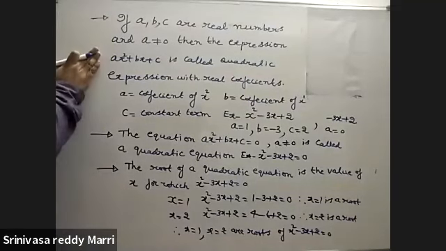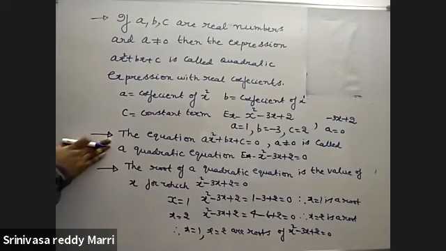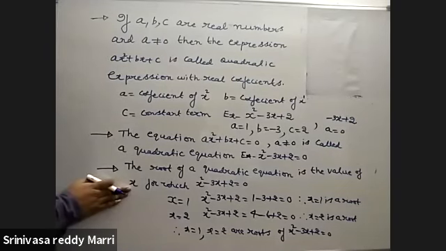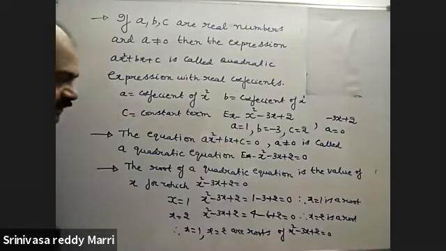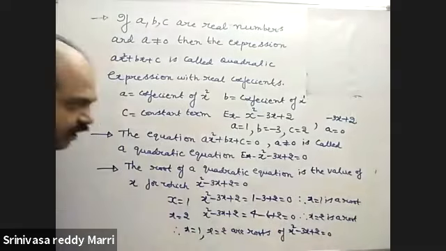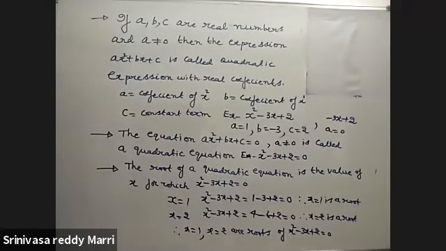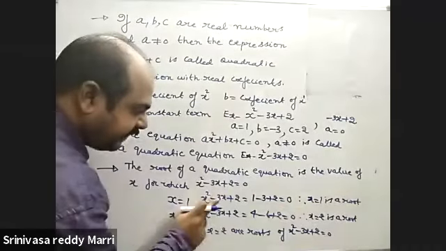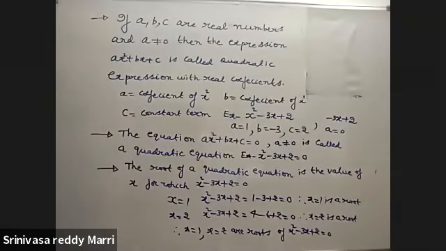Now look at, this is a quadratic expression, this is a quadratic equation, and for the quadratic equation, how many roots did you get? 2 roots you got. For this equation, how many roots are there? 2 roots, because there are 2 values of x for which it will become 0. Those values of x are called roots of the quadratic equation.